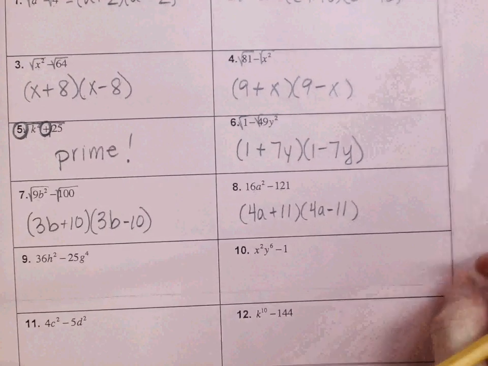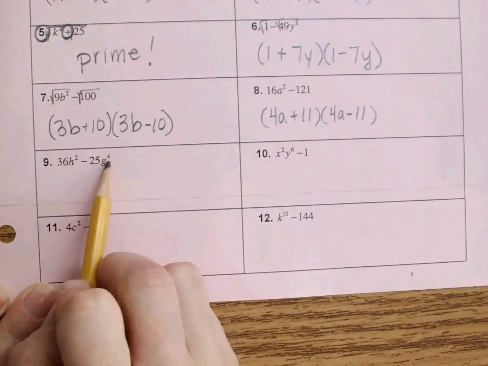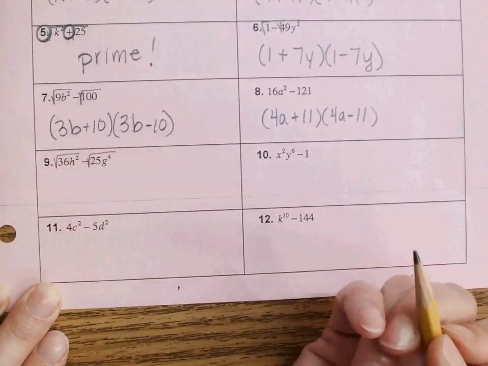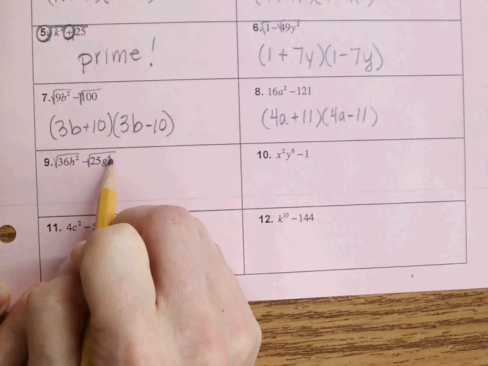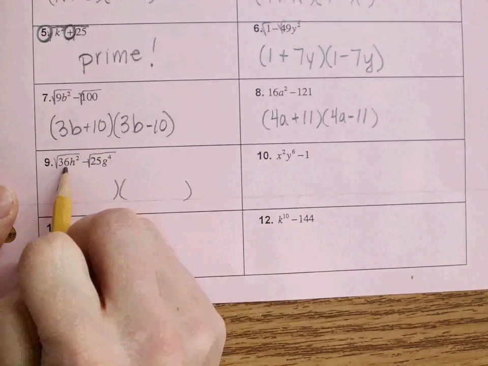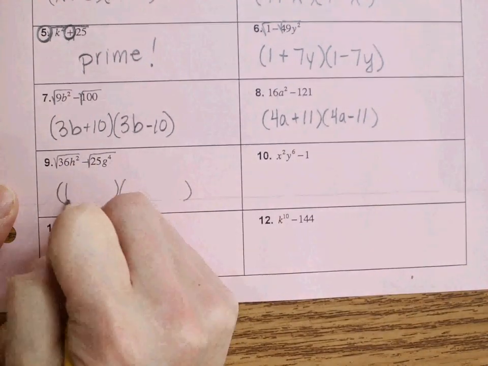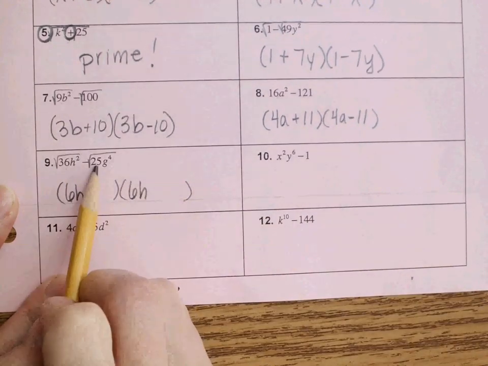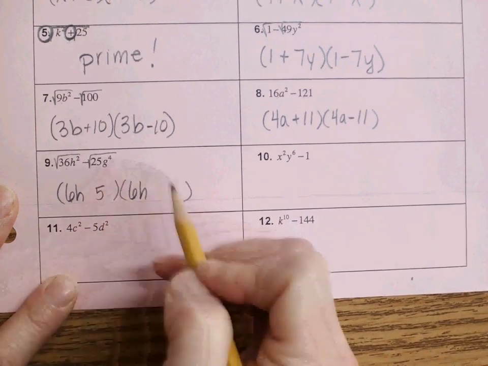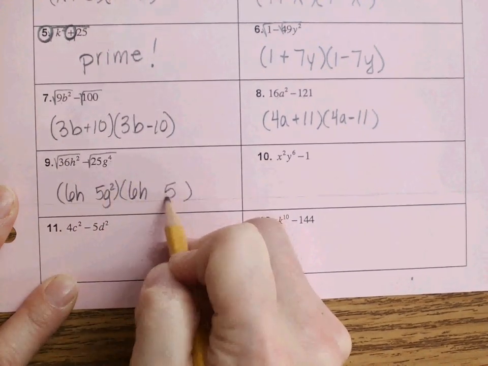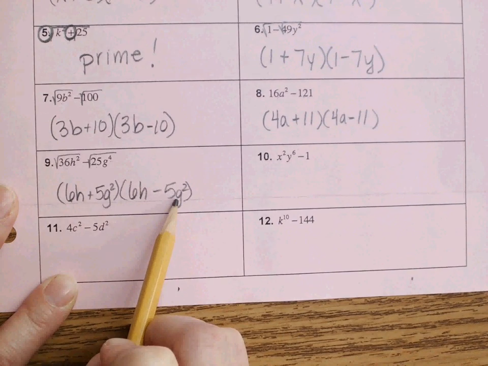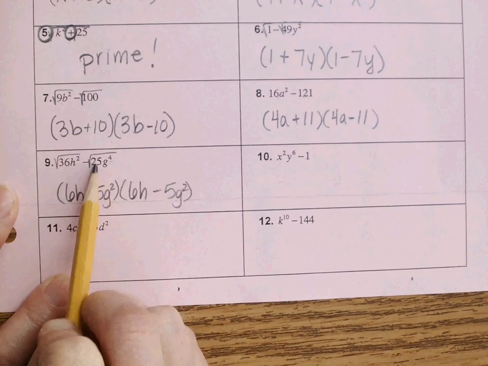Now number 9 is our first example where we're getting some variables that are not squared. So remember, when we are simplifying these radicals and it's a square root, we're dividing the exponent by 2. So for my answer for number 9, 36h squared, the square root of that is going to be 6h. For 25g to the 4th, the square root of 25 is 5. G to the 4th, again, we take that 4, we divide by 2, so we get g squared.